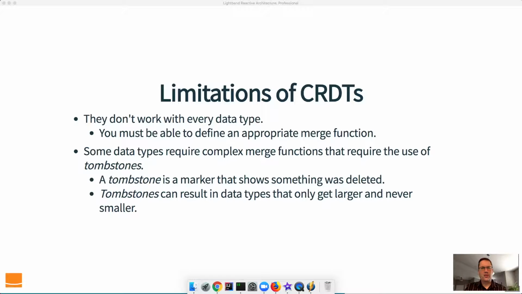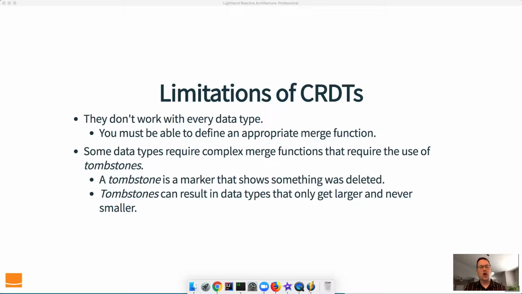Now we get to the real reason why it's important that we have infrequent updates. So some data types in CRDTs require a complex merge function that leverages tombstones. A tombstone is essentially a marker that shows that something was deleted. So rather than actually removing something from the data structure, we just put a marker on it saying this thing was deleted. That means it's still there. We just marked it as deleted. But what those tombstones mean is they result in data types that get larger and never get smaller. No matter how many times you delete things from that data set, it will never shrink. It always just continues to grow.